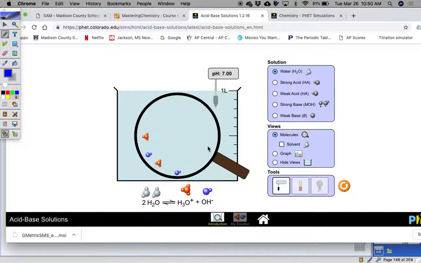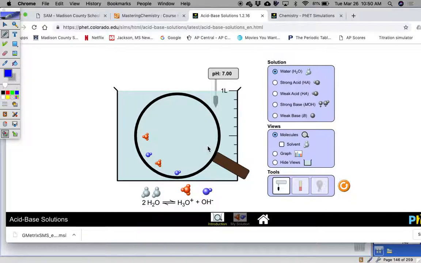So the pH is always 7 because the H plus and the OH minus are always equal. That's crazy. They're equal to each other, so they offset each other.